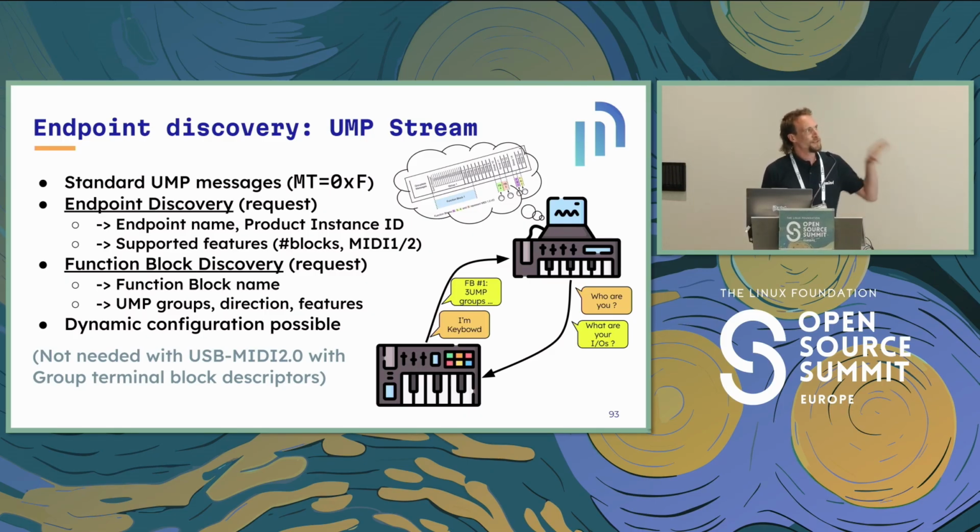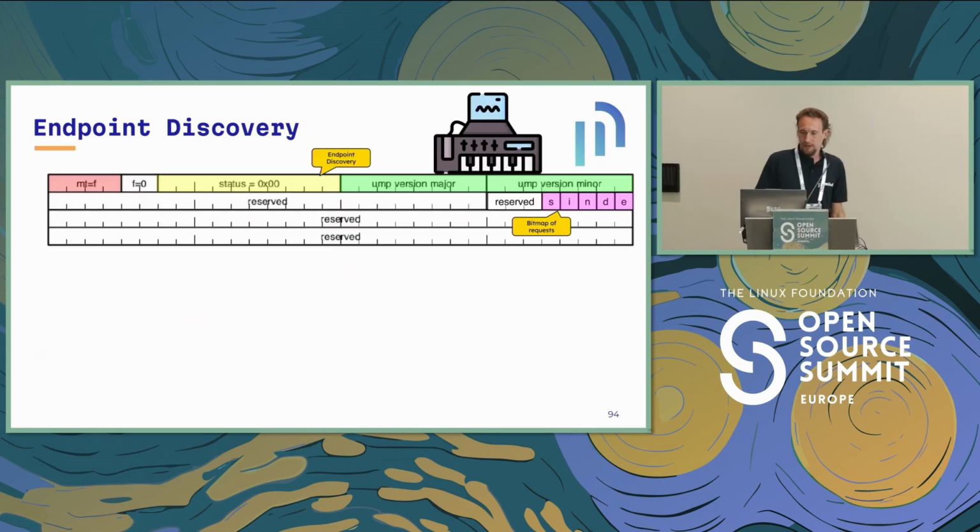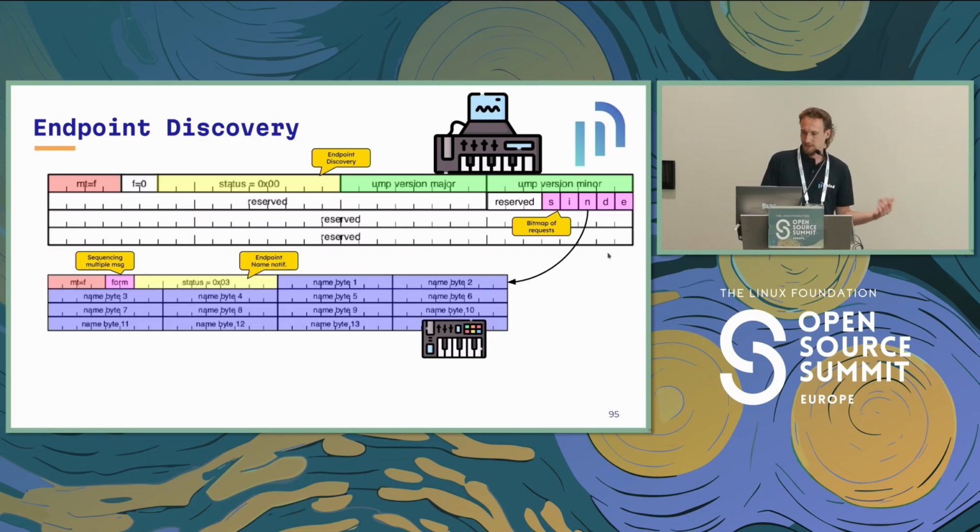In USB MIDI2, it's not really required because that information is also available through the USB descriptors, but in network MIDI2, we need some way to expose that information. So how that looks, this is again a UMP packet, something you can transport over USB or UDP. Basically, that's the endpoint discovery message, message type F for UMP stream, and then we have here a bitmap of what we request as information. For instance, if I request your name, then the thing will respond with its name in simply ASCII.